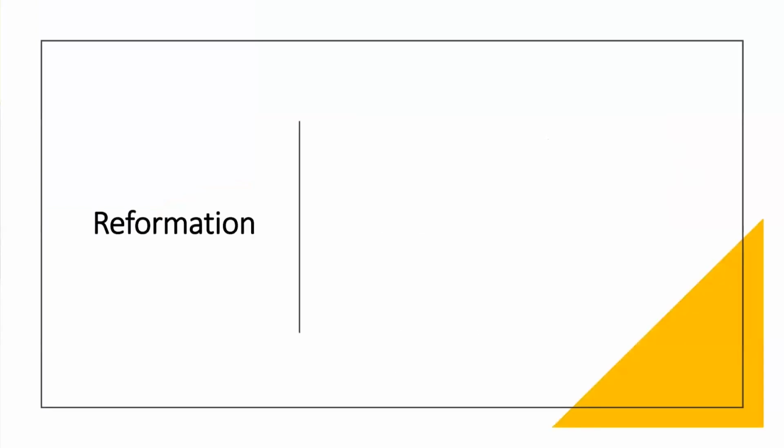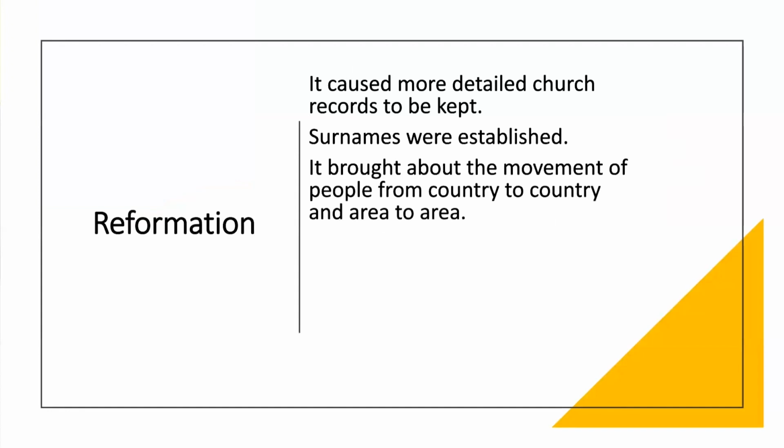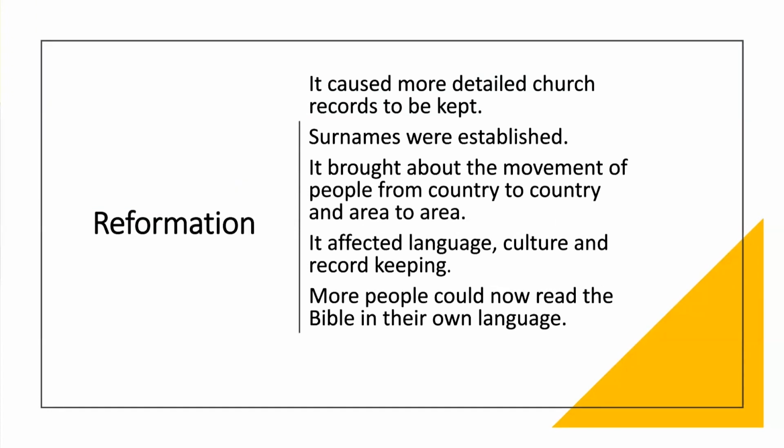The following effects resulted from the Reformation. It caused more detailed church records to be kept. Surnames were established. It brought about the movement of people from country to country and area to area. It affected language, culture, and record keeping. More people could now read the Bible in their own language.